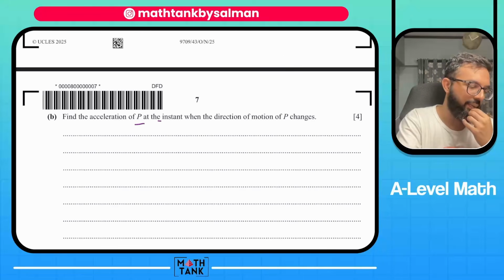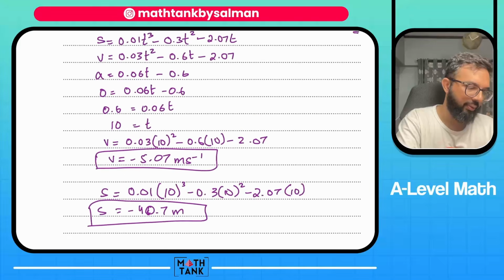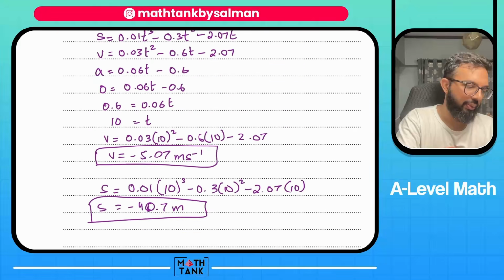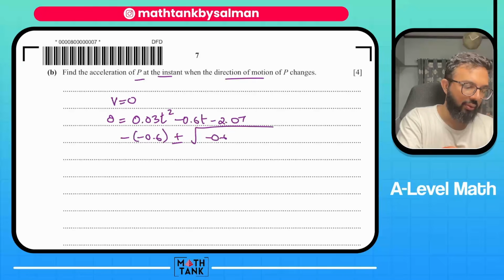Find the acceleration of P at the instant when the direction of motion of P changes. When does the direction of motion change? When V equals to 0. So I'm going to solve this equation. 0 equals to 0.03 t square minus 0.6 t minus 2.07. So use the quadratic formula. Don't do it directly. You are not going to get marks if you don't show me a quadratic formula in this question.